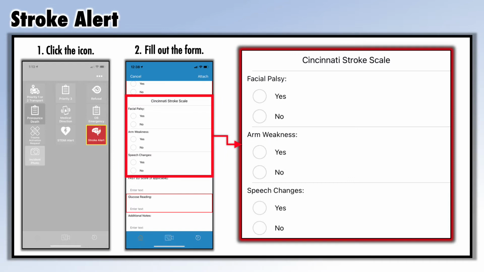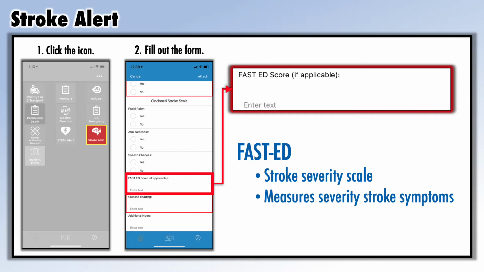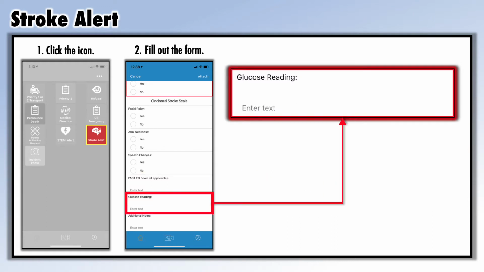Although not a mandatory field, EMS can quickly add their Cincinnati stroke skill findings here. There's also a place to include the FAST-ED score. FAST-ED is a stroke severity scale used by many EMS systems throughout the nation, including many agencies in Michigan. FAST-ED is used by EMS to identify and measure the severity of stroke symptoms. The final required field requests EMS to input the patient's glucose reading.